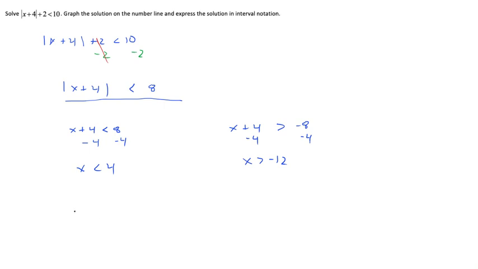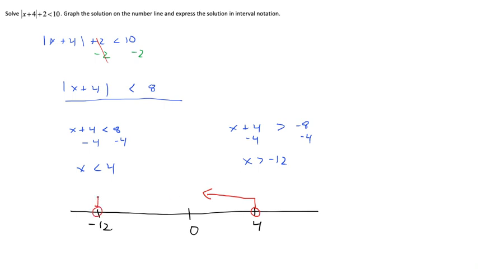Well, what happens now? We certainly should be able to sketch this on the number line. We have 4, we got negative 12. Notice in this case, x is less than 4. So we're going to denote the value of 4 with an open circle, and then we're going to go to the left, because we want all values of x that are less than 4. What about for negative 12? Negative 12 will also be an open circle, but then we need to go to the right.